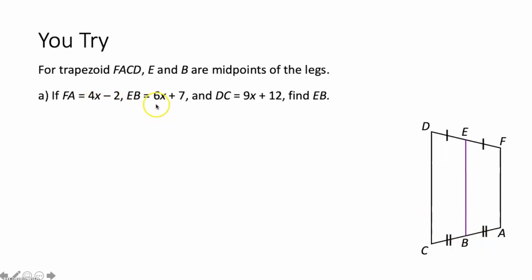We also need to mark up a couple other things. The measure of segment FA is 4x minus 2, so we're going to put that here. The measure of segment EB is 6x plus 7. That's going to go here. And the measure of segment DC is going to be 9x plus 12. That's going to go down here.